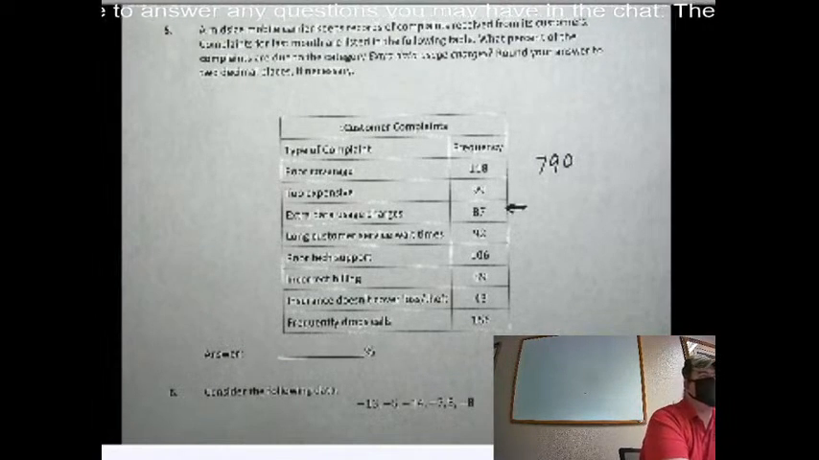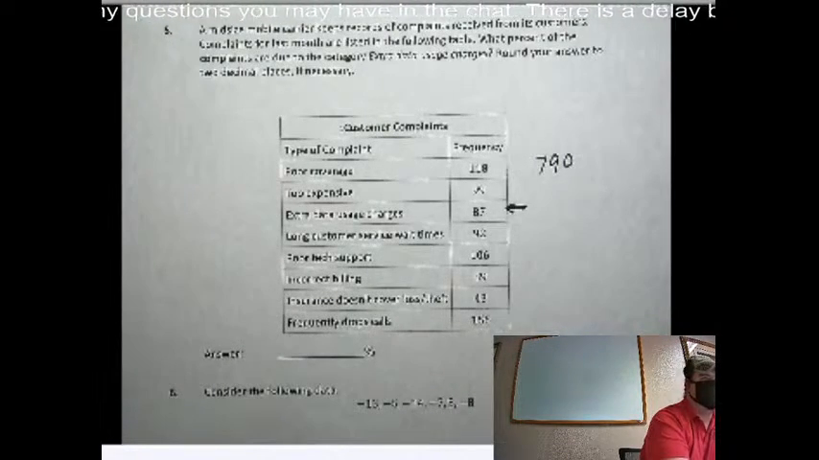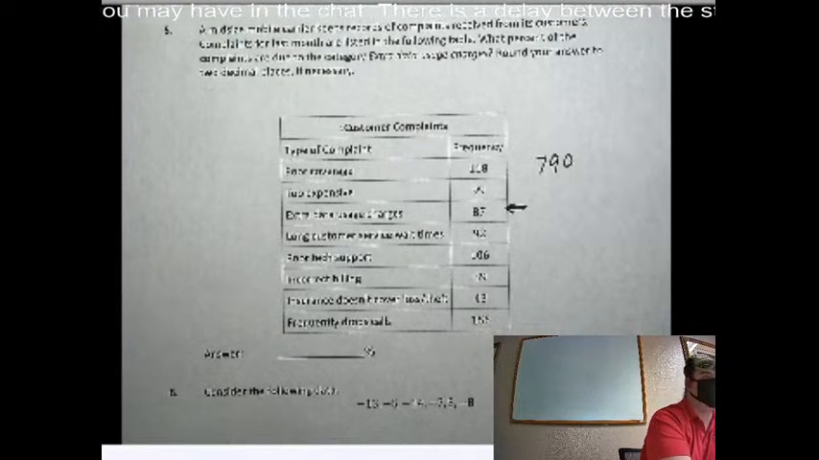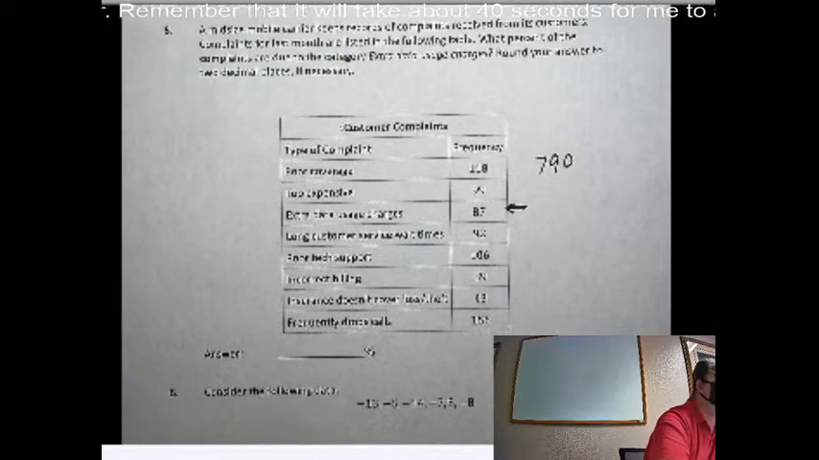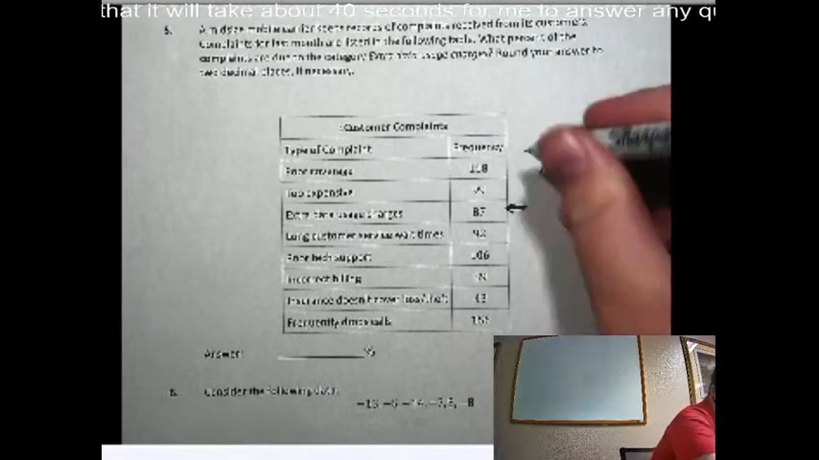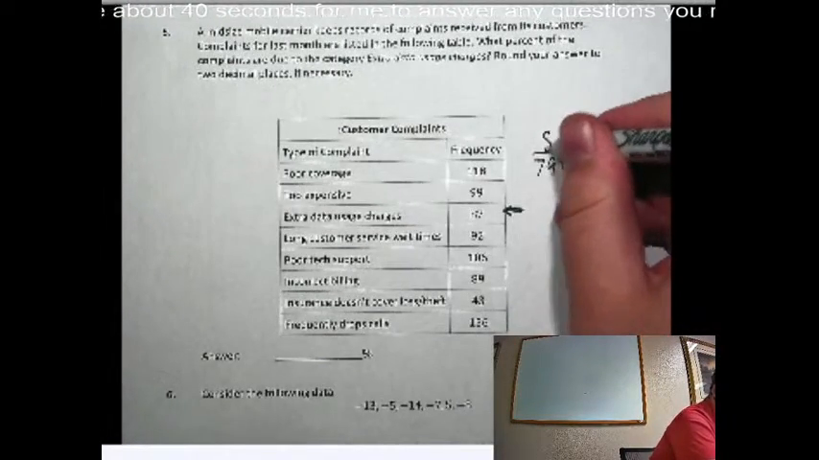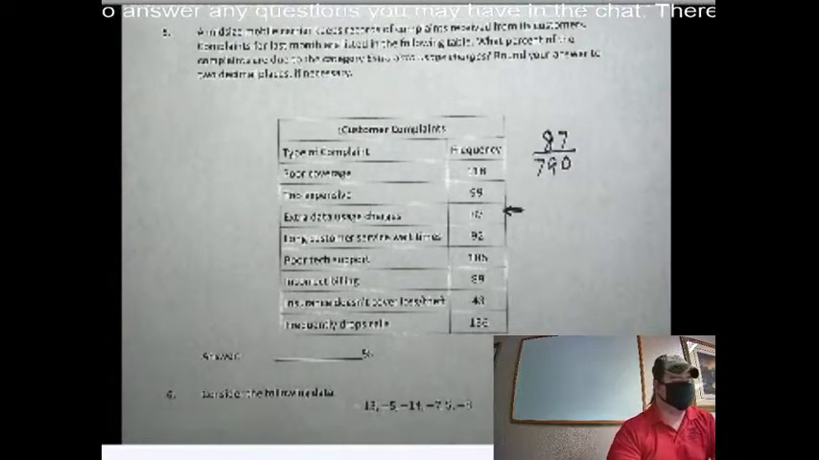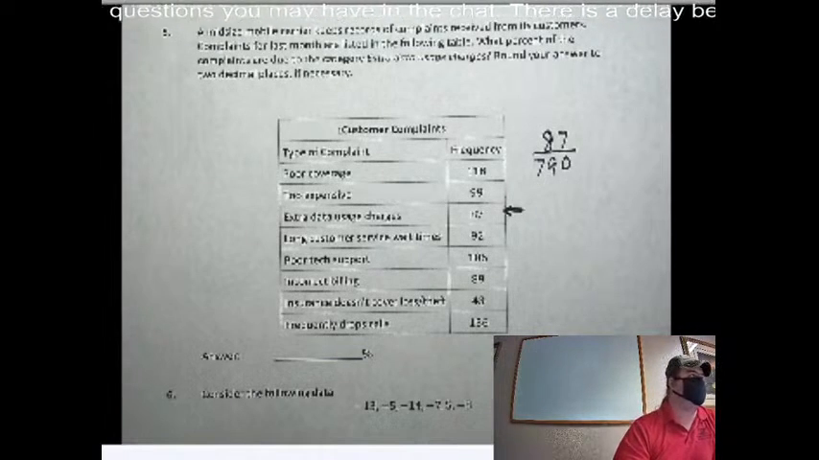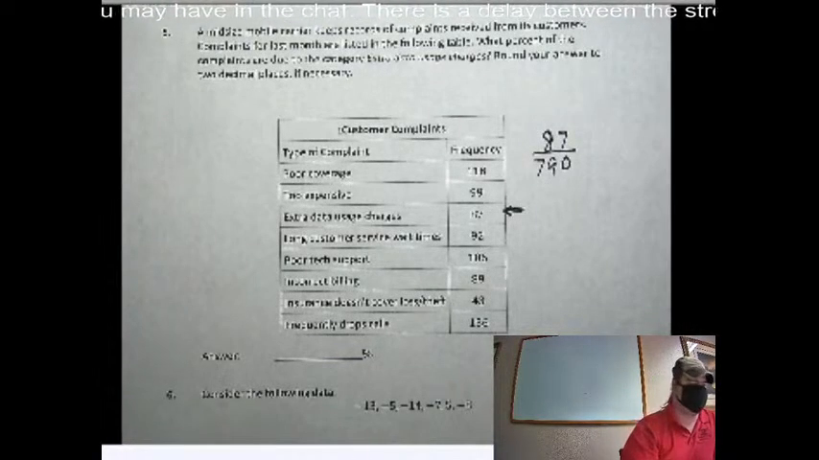Again, this needs to be a fraction. It needs to be a part out of a whole. So is this going to be 87 out of 790 or 790 out of 87? In other words, if we make this a fraction, is 87 going to be on top or bottom? Good. I'm only asking because there were a few people who got that backwards. That was the one mistake that I saw on this question, just getting that fraction backwards.